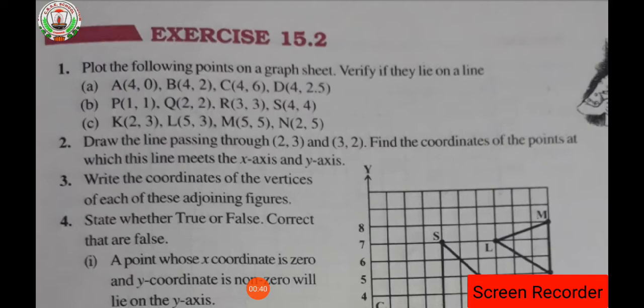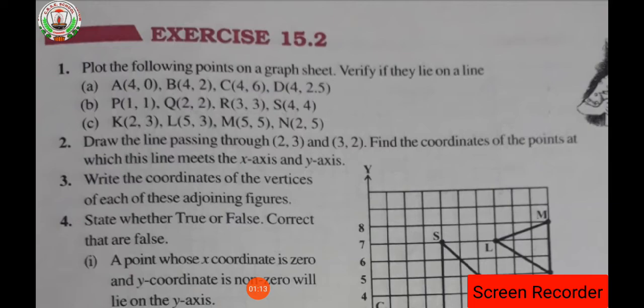So for question number 1, 3 graph papers are needed. All the 3 graphs we are going to draw and the points should be plotted on the graph. Clear? How to plot those points on the graph sheet, I will tell you while doing the solutions. Clear everyone? Now, in question number 2, what does it say? Draw the line passing through (2, 3) and (3, 2). Find the coordinates of the points at which this line meets the x-axis and y-axis.